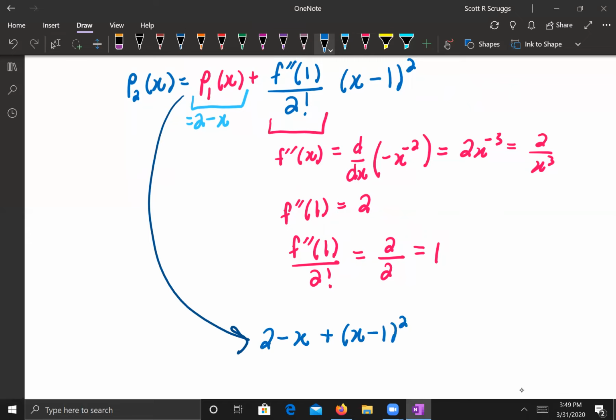And so I saw some stuff on the chat. So Anthony, you're technically right. I am dividing by 2, but because my second derivative evaluated at 1 equals 2, the 2's cancel out when I do the simplification.